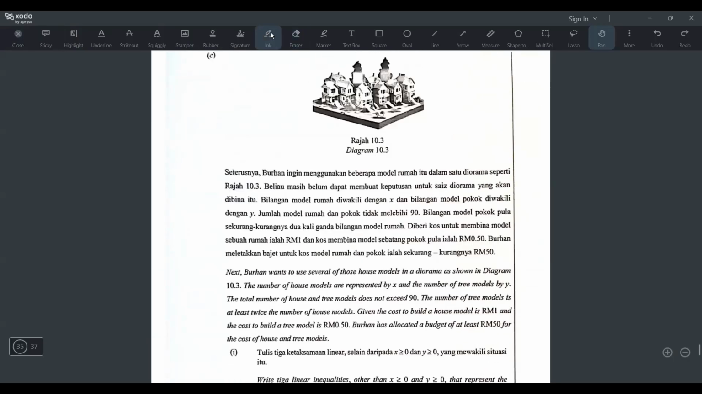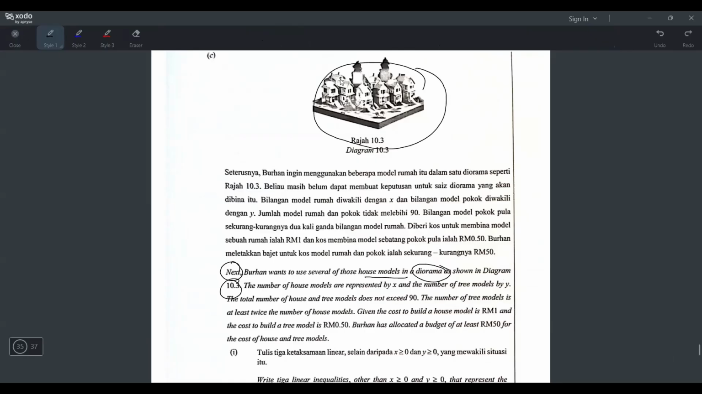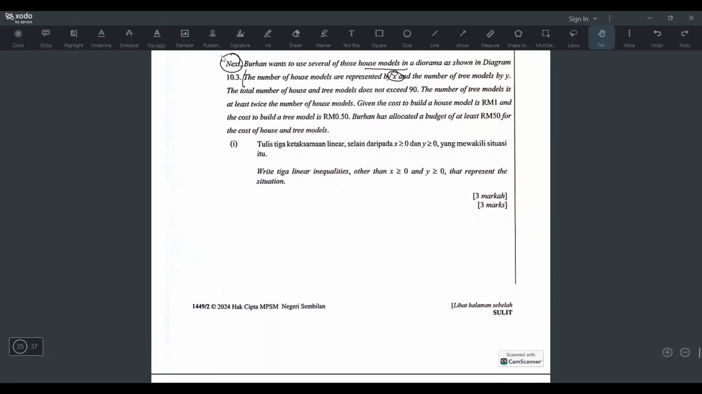Okay, let's go to C. Next, Bourbon wants to use several of those house models in a diorama as shown in diagram 10.3. I don't even know what a diorama is, but it's fine. Even if you don't know the meaning, you can do this question. The number of house models is represented by X and the number of tree models by Y.